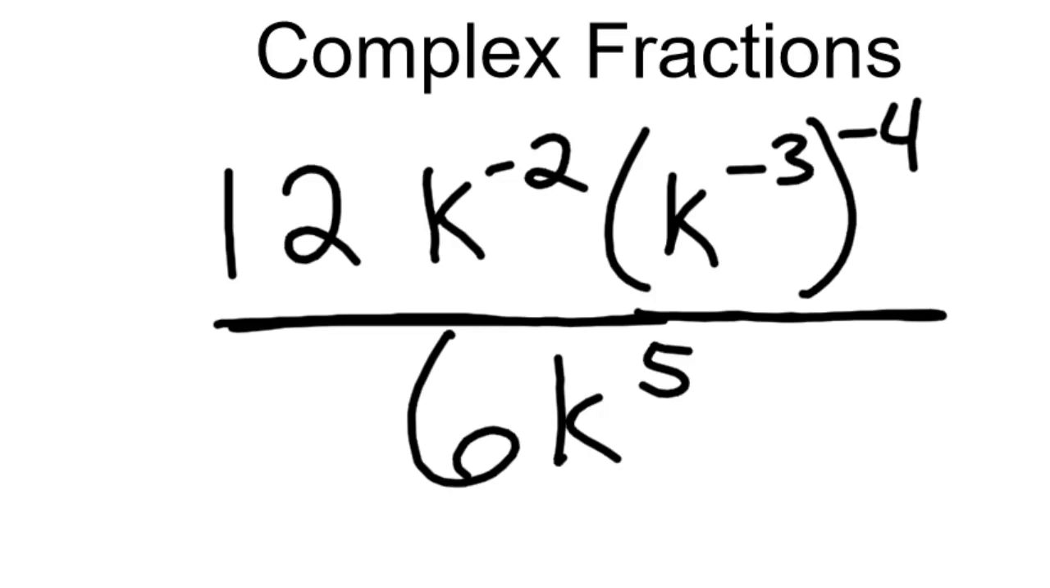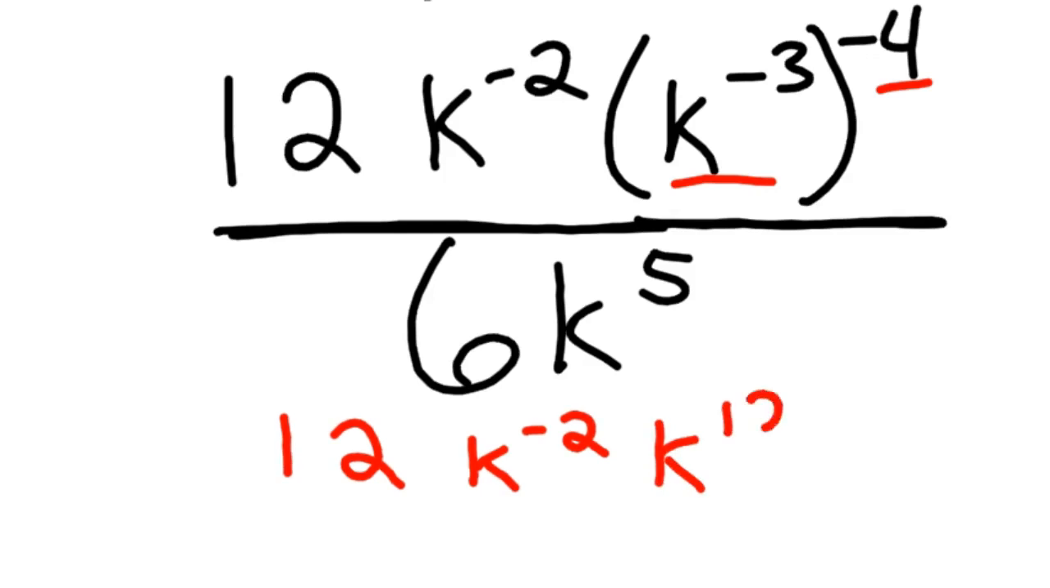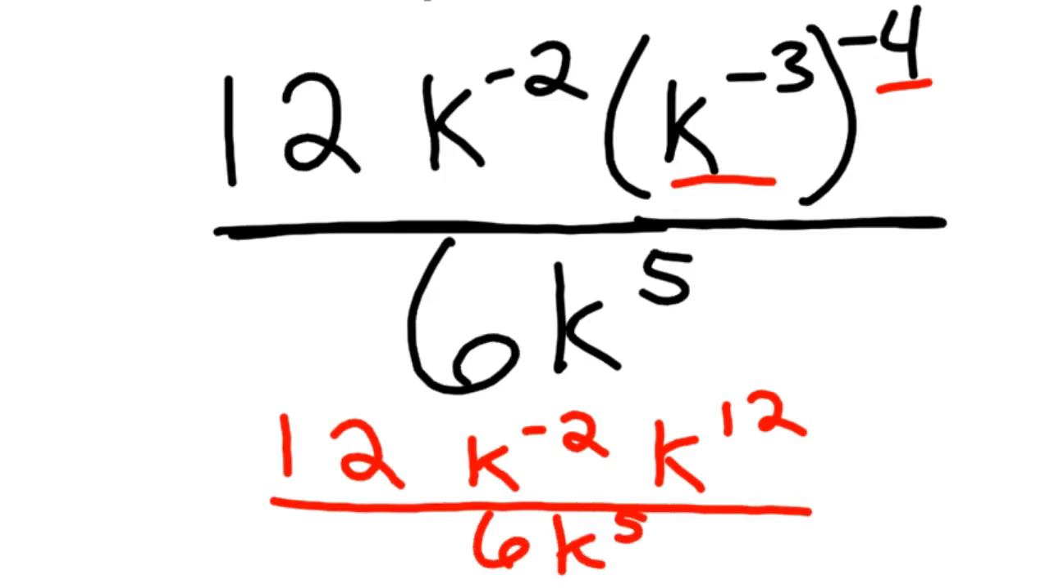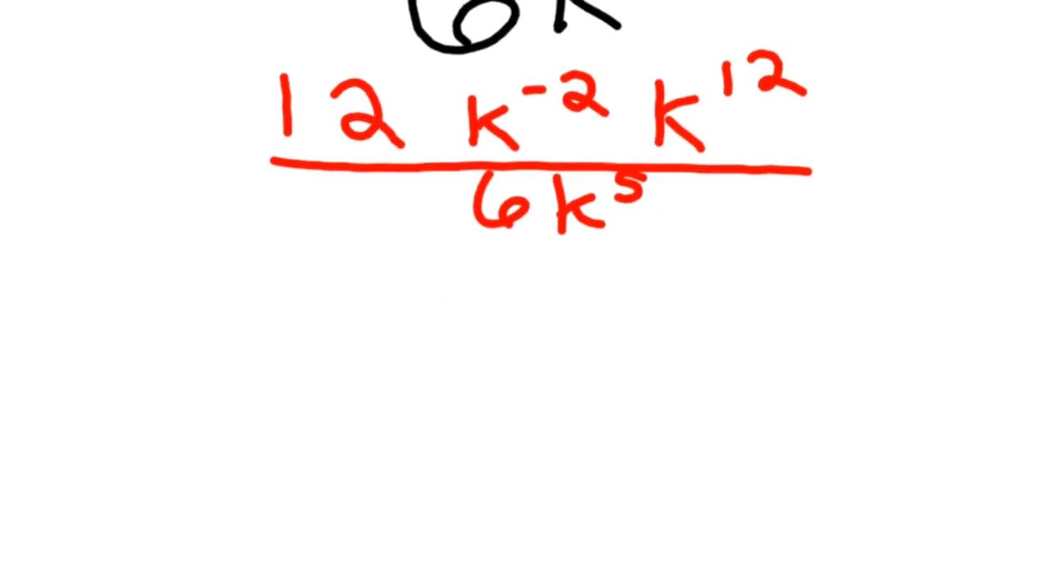So the first thing I look at when I do these, and I just do things one step at a time, don't try to go too fast, is we've got k to the negative third power to the negative fourth. So power to power, if you remember your rules of exponents, means you need to multiply those. So the negative 3 times the negative 4. I'm going to write everything else exactly as it is. So it's 12k to the negative 2, k to the 12th power, over 6k to the 5th power. All right, so one step at a time so we don't make mistakes, hopefully.